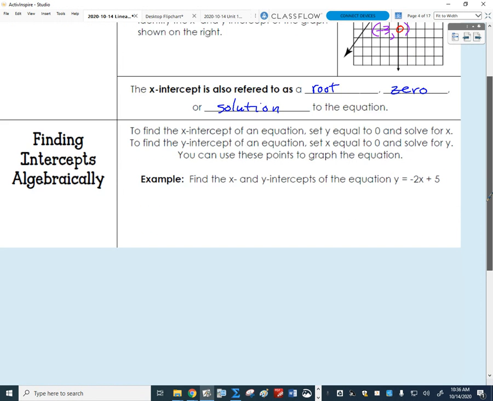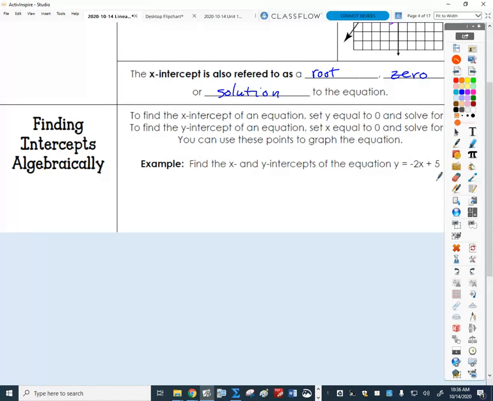So let's take a quick example here. If we wanted to find the x and y intercepts of this equation right here, well, what are we going to do? To find the x-intercept, we set what? Y equal to 0. And this is called the cover-up method for doing this.